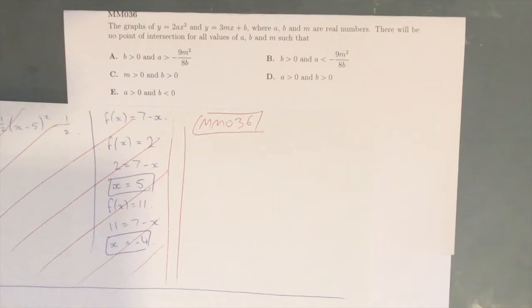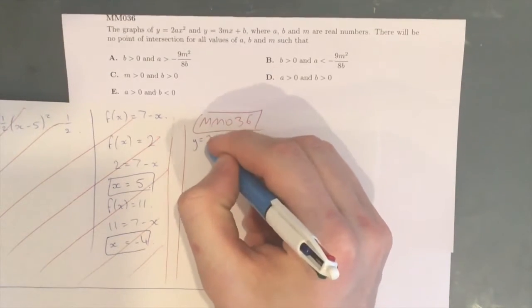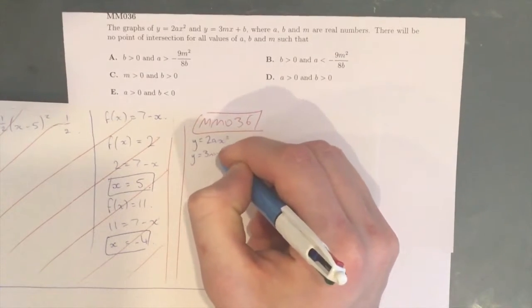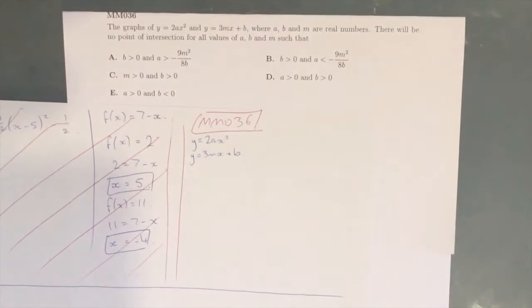Hey guys, this is question MM036 of the Maths Methods Sharpen Study Guide. How to find the points of intersection between a linear graph and a quadratic graph. So, firstly we've got our two graphs, y equals 2ax squared and y equals 3mx plus b.